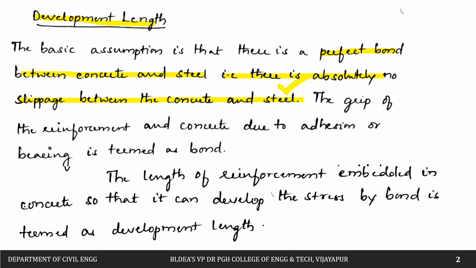So while designing or analysis, one of the assumptions is that there exists a perfect bond between the concrete and steel. The grip of this reinforcement and the concrete due to adhesion or bearing is termed as bond. So the grip we have between the concrete and reinforcement, we call it a bond.